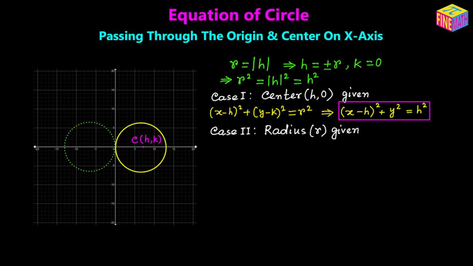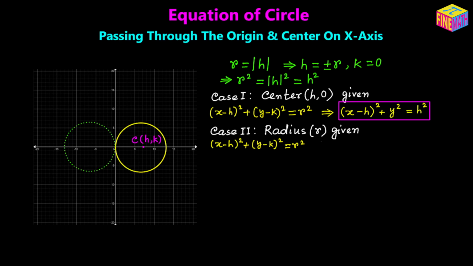In the second case, let's suppose we have been given the radius of the circle and we have been told that the circle passes through the origin and has its center on the x-axis. Then in fact we are talking about two possibilities. The circle could be on the right hand side of the origin. Circle can also be on the left hand side of the origin. So in this case we have to come up with two equations essentially. So let's see how to derive the equations.